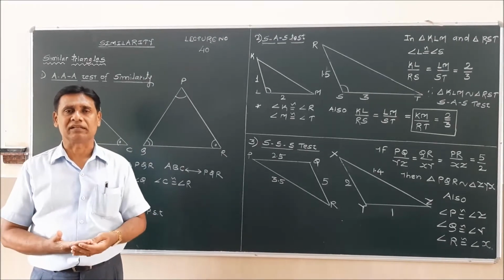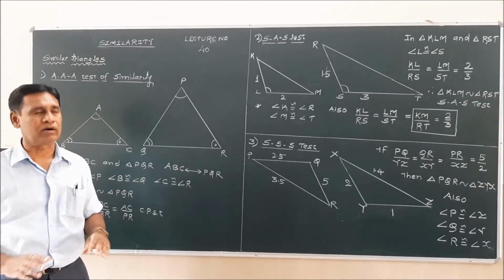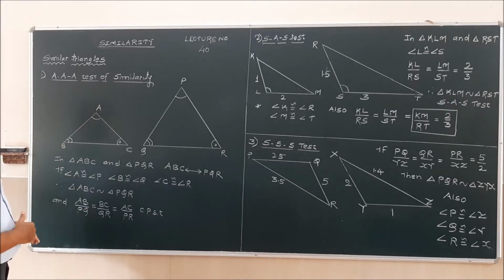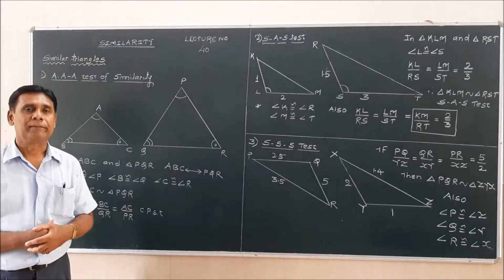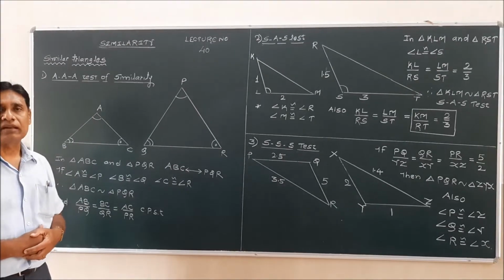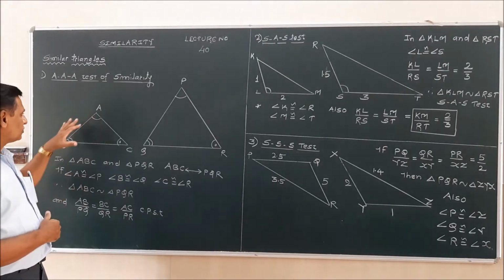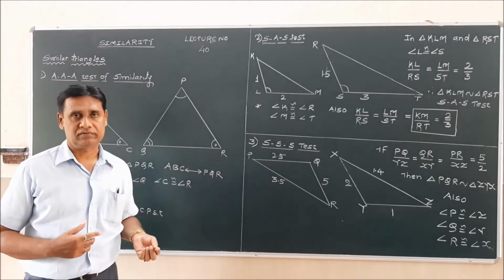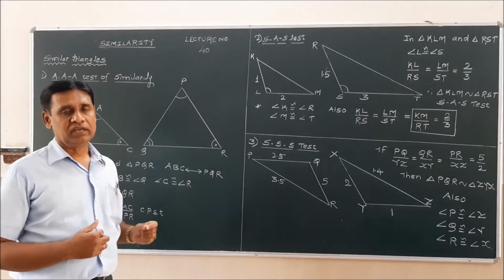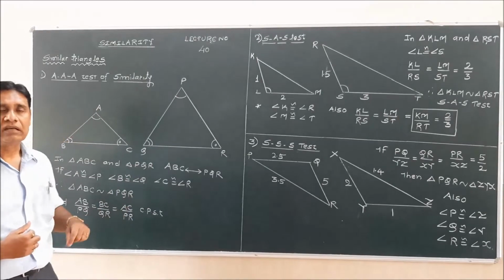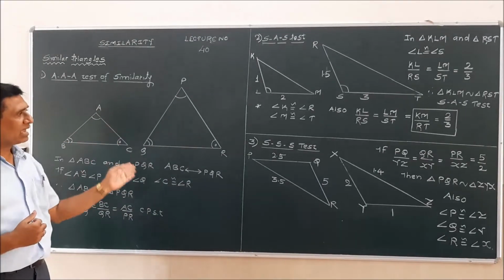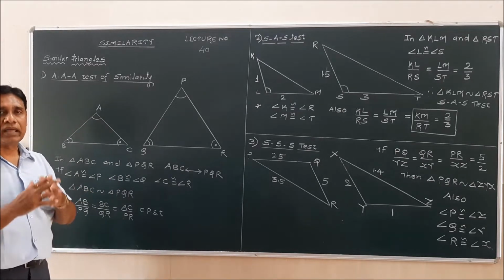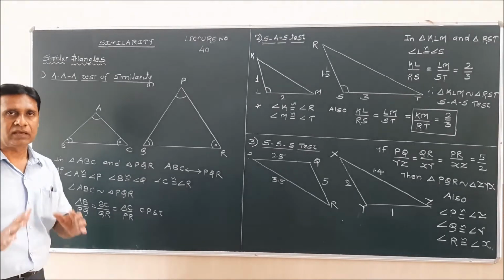There are lots of examples of similarity, but we are not bothered about it because in our study we need a test of similarity. Trying to understand what is meant by a test of similarity. If three angles of one triangle are respectively congruent with three angles of another triangle, then those two triangles are similar by AAA test. Is that clear?